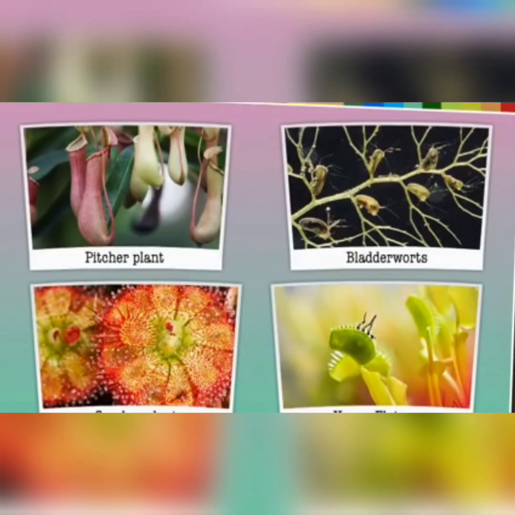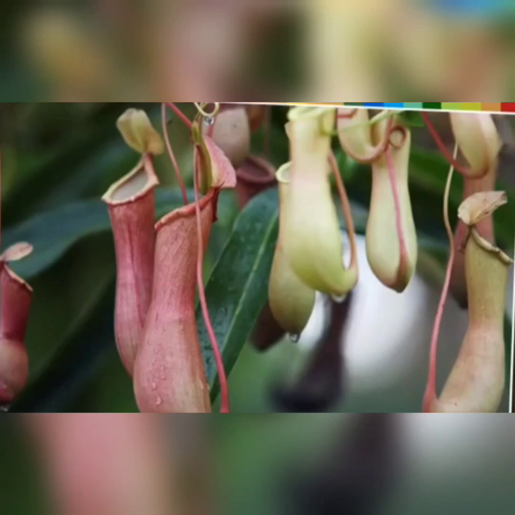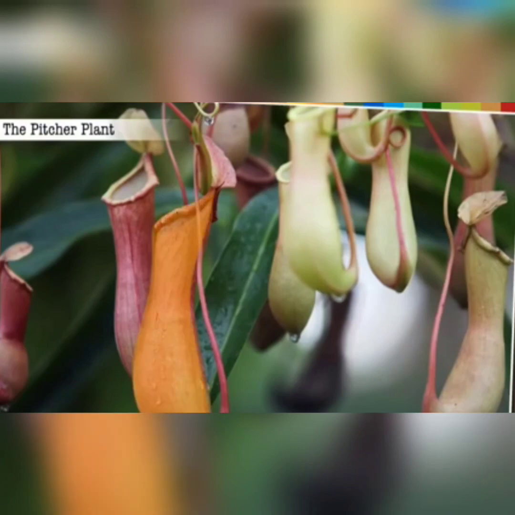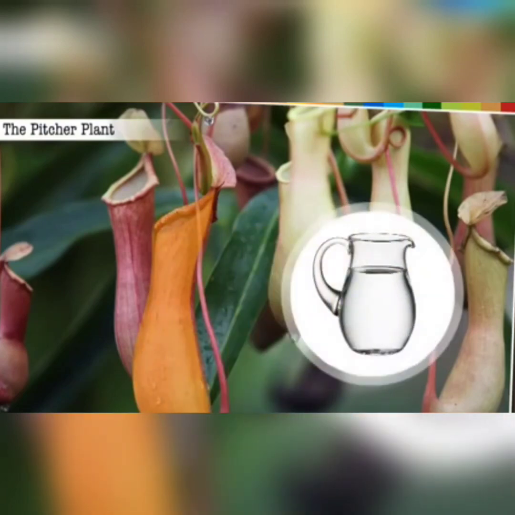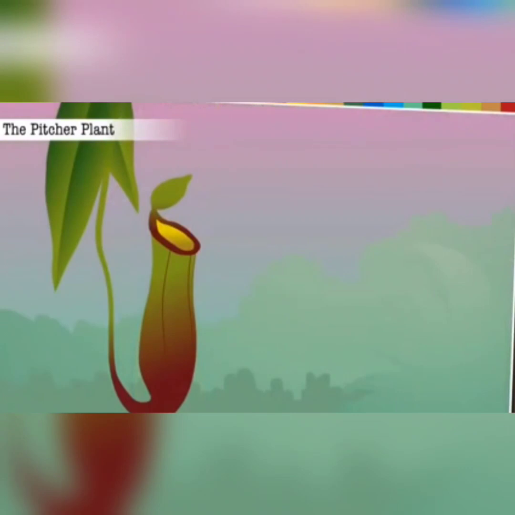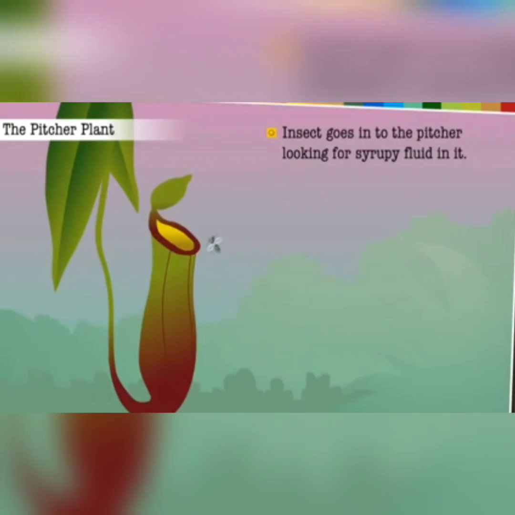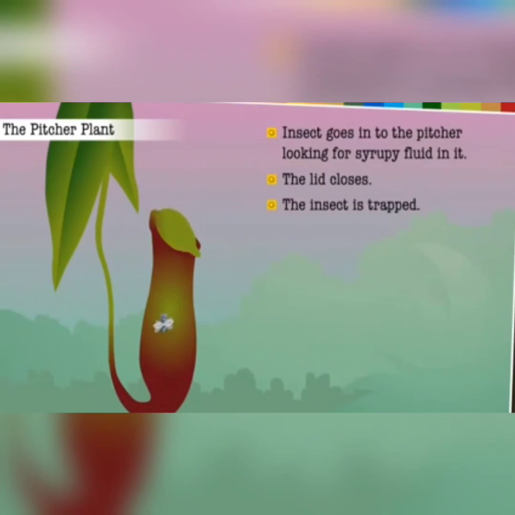Pitcher plant and bladderworts are one of the best examples for insectivorous plants. Here you can see a picture of a pitcher plant. The shape of the plant is just like a jug. Here the insect goes into the pitcher looking for the syrupy fluid inside the pitcher plant. But it gets stuck inside the pitcher and the lid is closed.